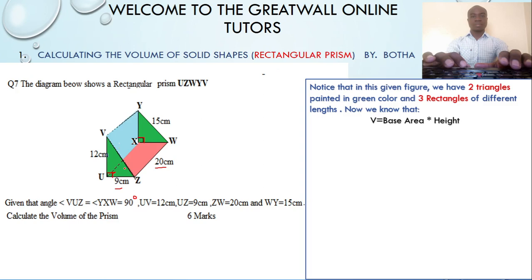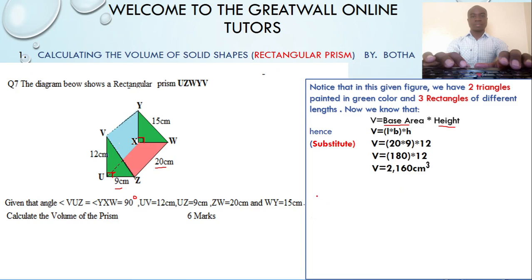The volume of the prism is given by base area multiplied by the height. So our base area is a rectangle. So we have L times B times height. Our height is 12, our length is 20, and our breadth is 9. Now using your calculator, you're going to find your volume to be 2,160 centimeters cubed. Now that is your volume.